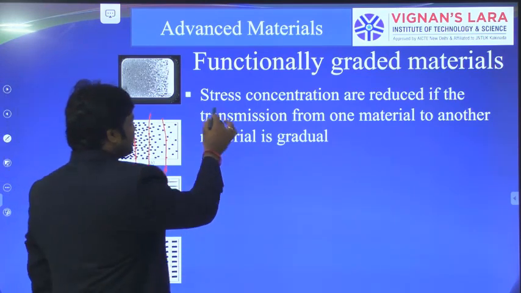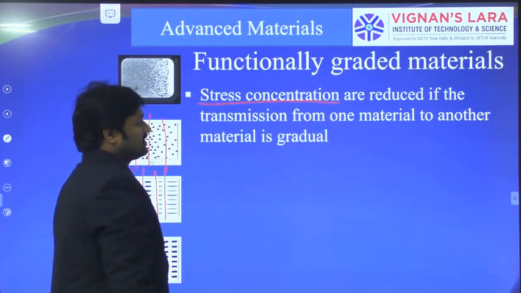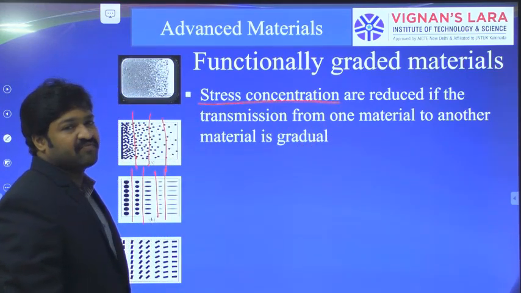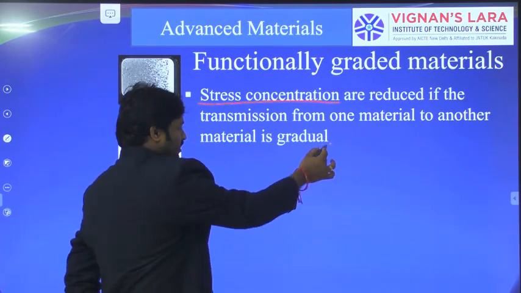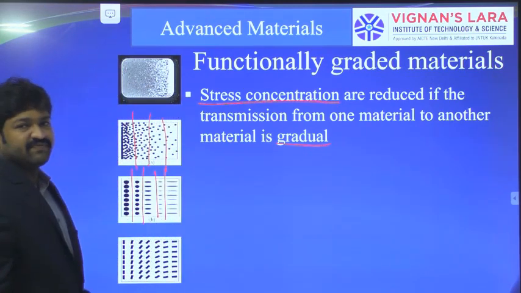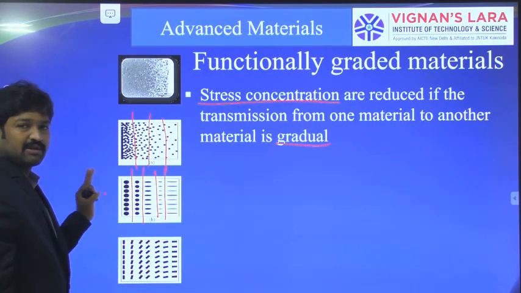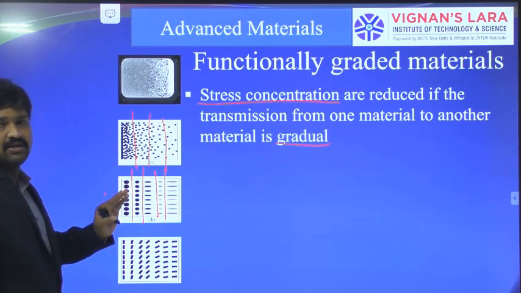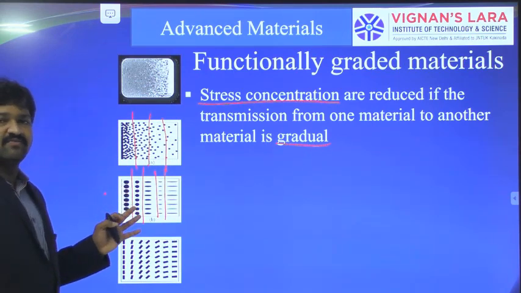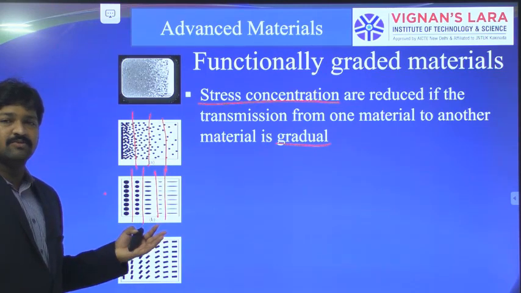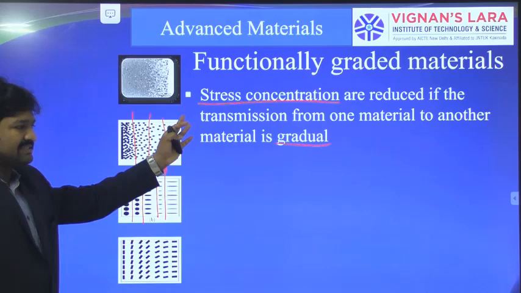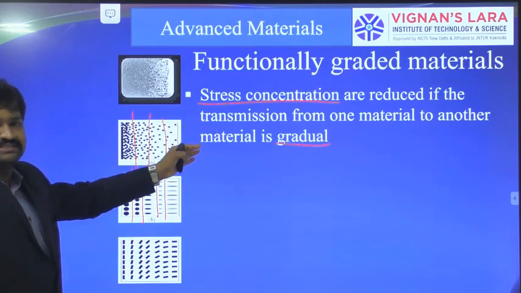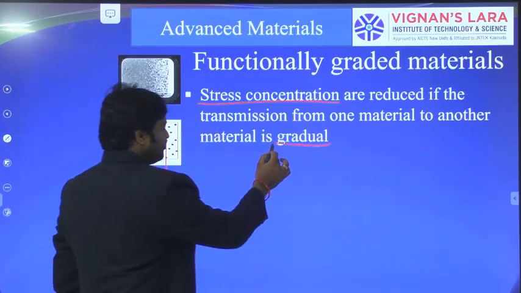So stress concentrations are reduced if the transition from one material to the other is gradual. If there is a sudden change from one material to the other, then the stresses will be high. Why? Because one material tends to move, and the other is not allowing it, so that internal stresses will be developed. Whereas here the stress concentration is less because of this gradual change.